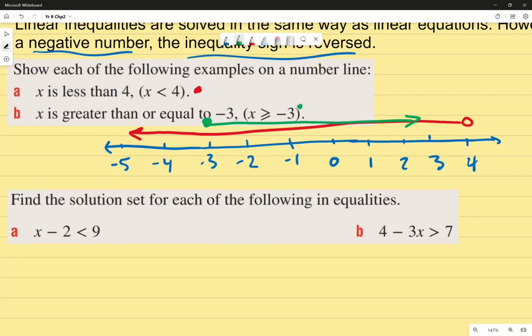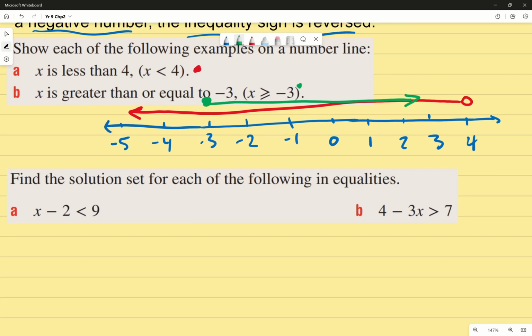Okay. Last thing we're doing is solving for the answer. Find the solution set for each of the following inequalities. That should be inequalities, one word. X minus 2 is less than 9. If this was X minus 2 equals 9, you would be very clear in saying just plus 2 on both sides. So you'd end up with X is less than, we keep the sign the same, 11.